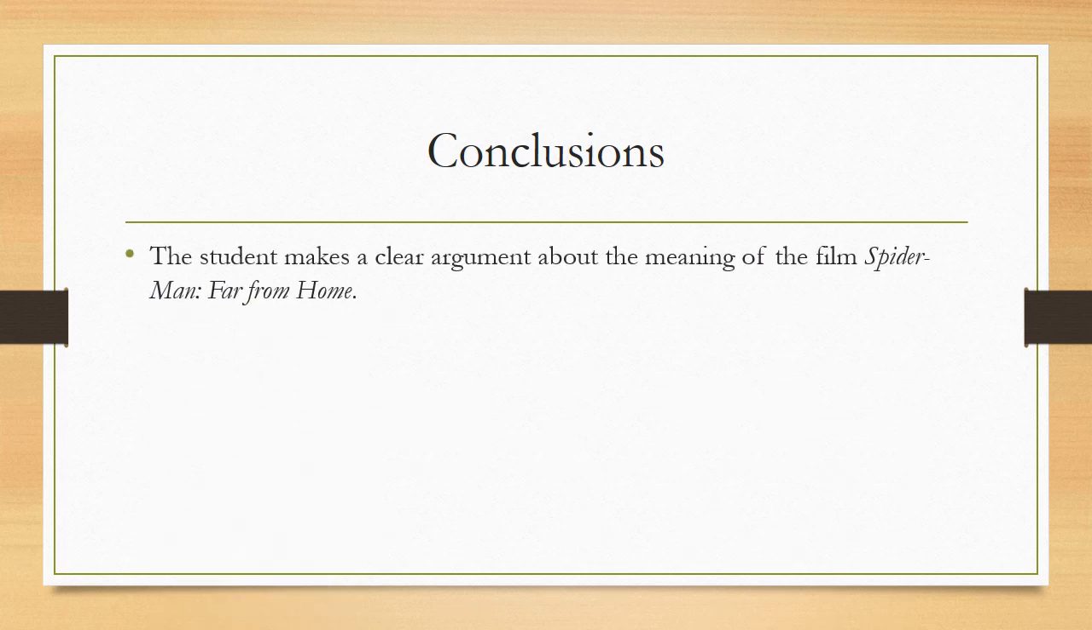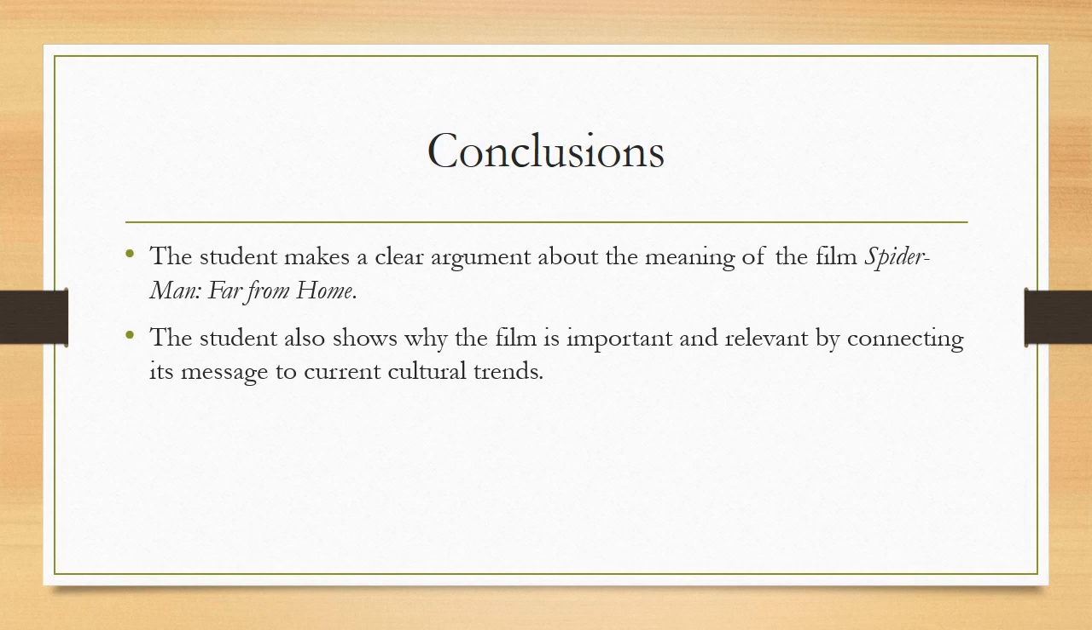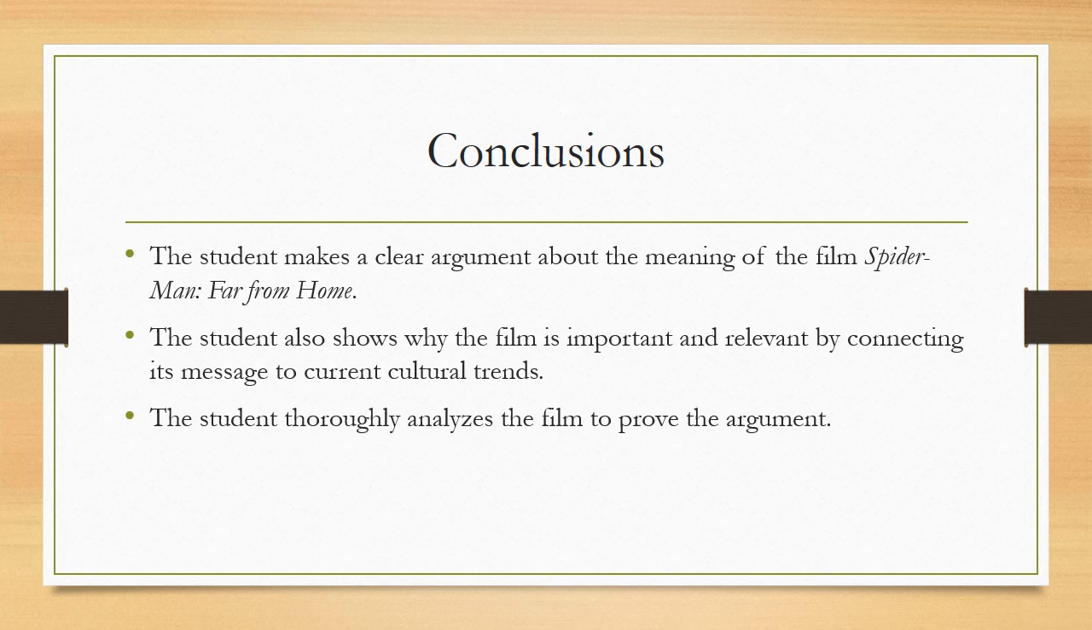The student makes a clear argument about the meaning of the film Spider-Man Far From Home. He doesn't just say this is a film about Spider-Man fighting Mysterio. He says what ideas their battle conveys to the audience. The student also shows why the film is important and relevant by connecting its message to current cultural trends. We really saw that play out on the last few slides, but it's something I'm going to ask you to do not only in your discussion board post, but also in the papers you write for this class. The student thoroughly analyzes the film to prove the argument, so you've got that evidence to back it up.